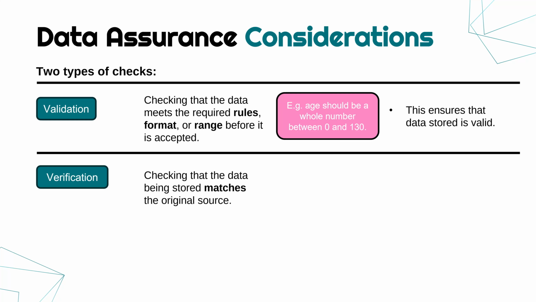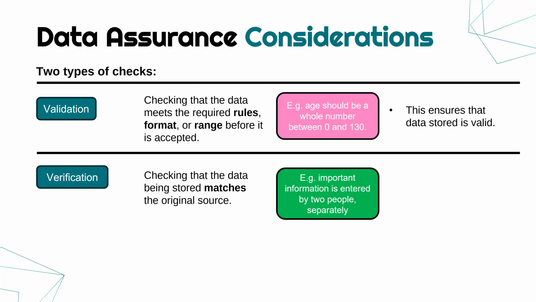Verification is a little bit different. Verification is just checking the data being stored matches the original source. We often have errors being introduced when data is being copied from one place to another, and verification is just checking that a mistake wasn't made when doing that. So for example, if there is some really important information, you might get two separate people to enter it and then compare what they entered. If it's the same, it suggests that it was copied correctly. If one of them made a mistake, it should get picked up by the other person. That's the idea of that.